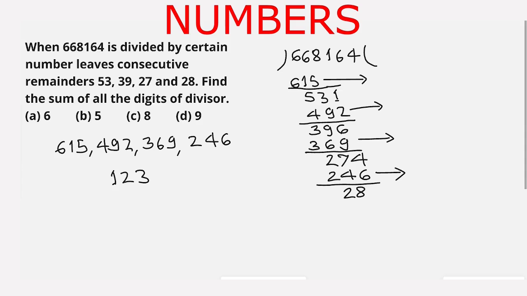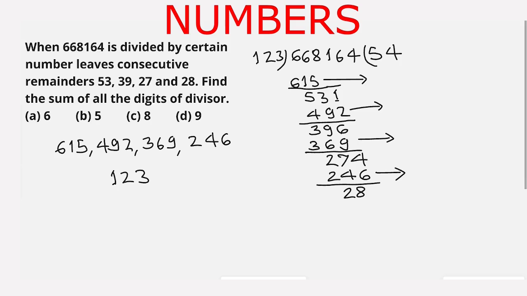Now we verify this. 123 divides the given number 668164. It divides the number 668 for 5 times, and 123 times 5 is 615. And 615 when subtracted from 668 leaves remainder 53. We carry 1. 123 divides 531 for 4 times, and 4 times 123 is 492. 492 when subtracted from 531 leaves remainder 39.